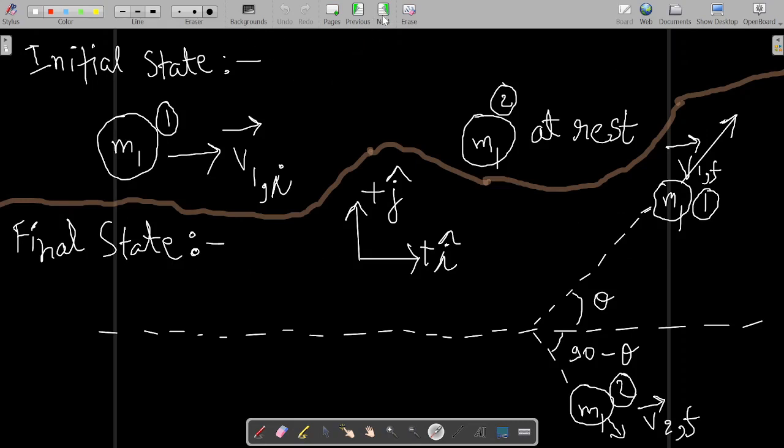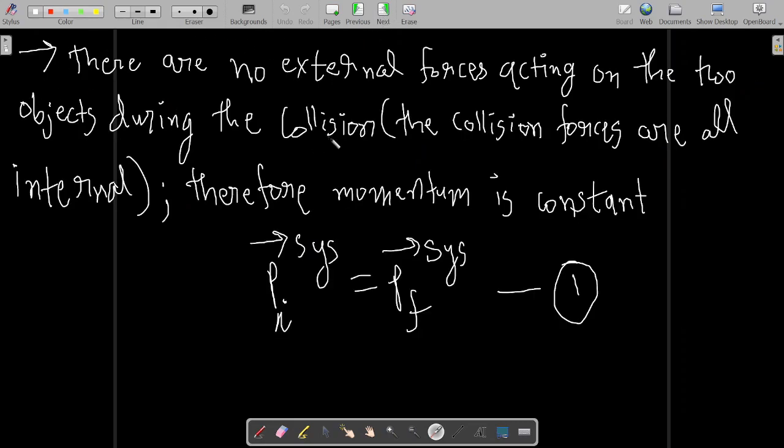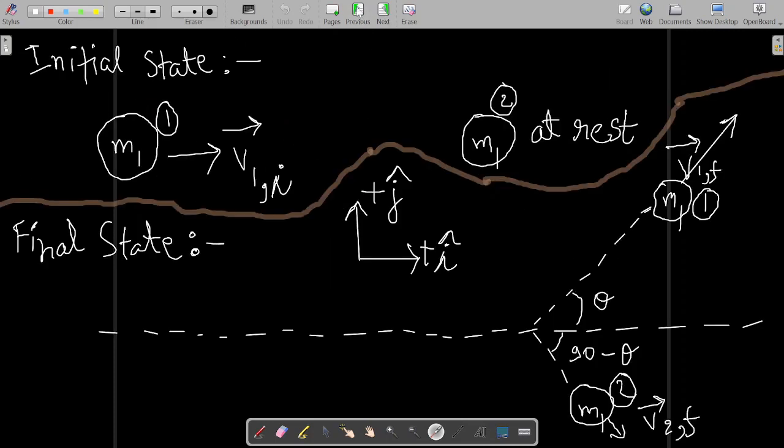There are no external forces acting on the two objects during the collision. So we have two objects with us. This is m1 mass object, and another object is also there. Its mass is also m1 only. So this is object 1, its mass is m1, and object 2, its mass is also m1 only.